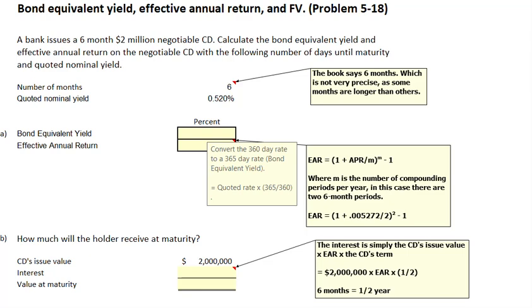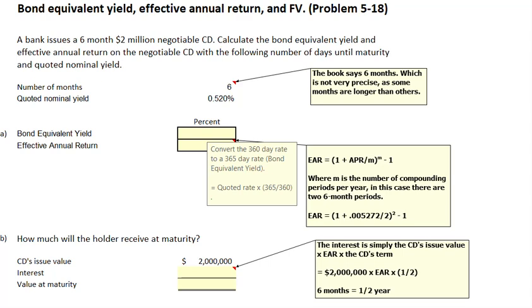Now, the 6 months isn't particularly precise, as some 6-month periods are longer than other 6-month periods. Typically, our CDs will be issued for 180 days, 120 days, 90 days, not really 6 months. But in any event, we're going to work with the 6 months and assume there are 2 6-month periods in a year. First thing we are asked to do is calculate the bond equivalent yield.